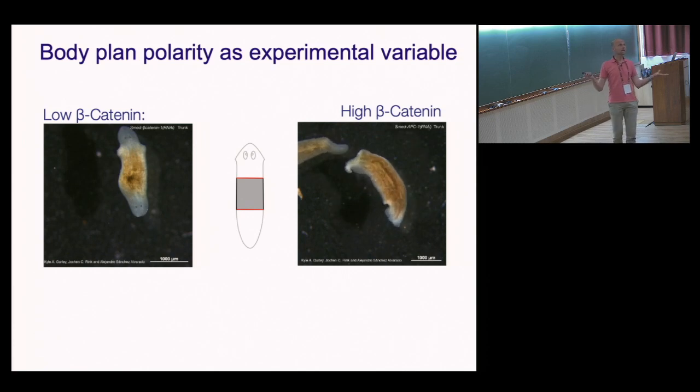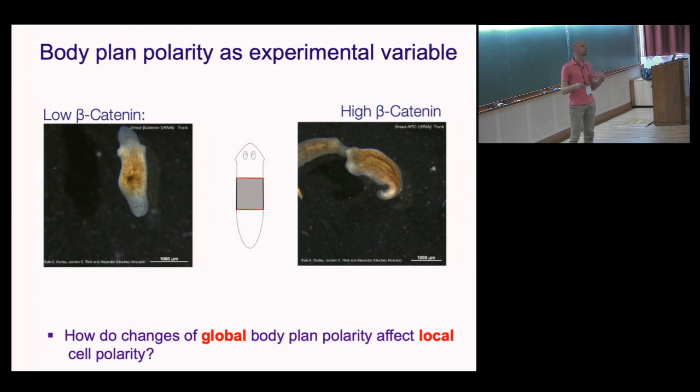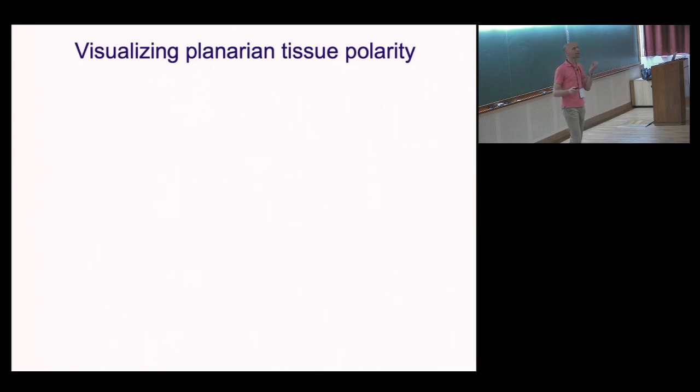For this reason, you can think of this as being able to reprogram global body plan polarity. And then we can ask in this system, what are the local consequences of such changes at the global level? But in order to do that, we of course need a way of visualizing polarity in the planarian system. If you were working in a mouse or in a fly or in a zebrafish, this wouldn't be a problem at all because you would have 1,000 markers. But in these non-conventional model systems, something like this is already a challenge. How do you build a marker for polarity in the system?